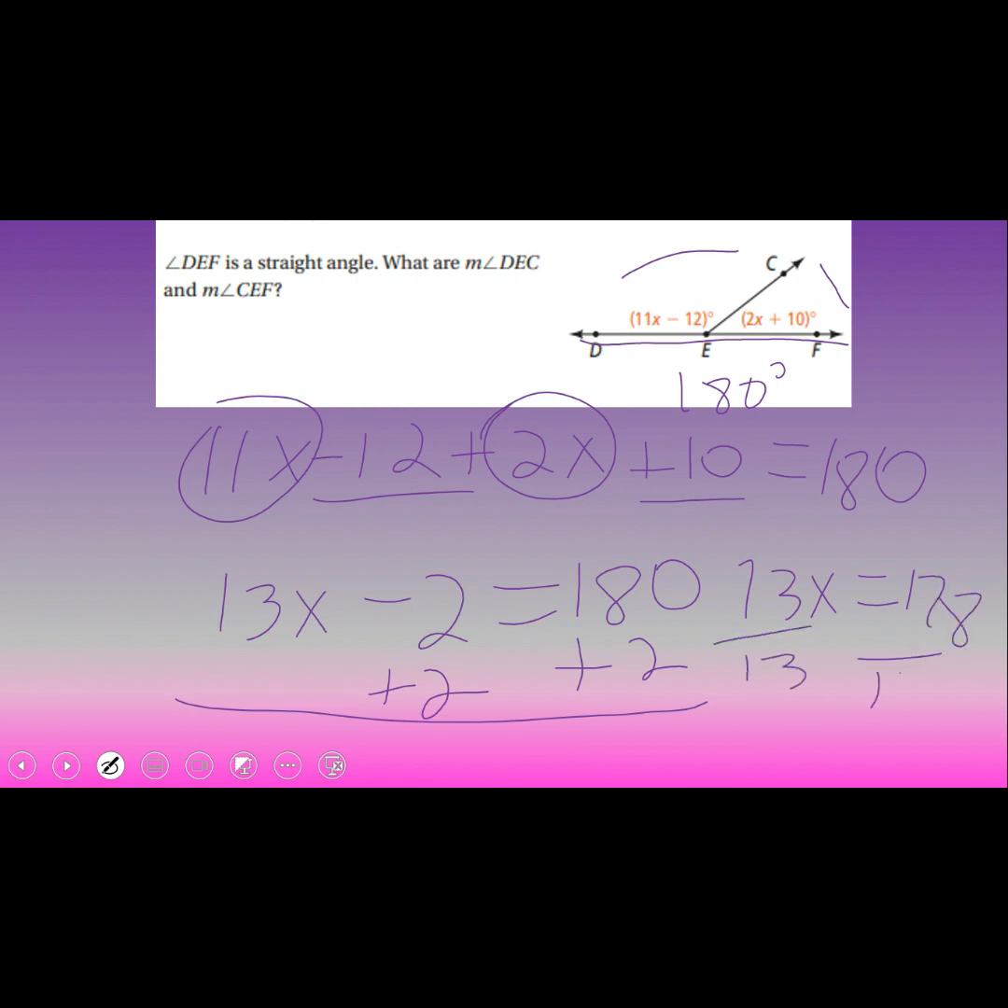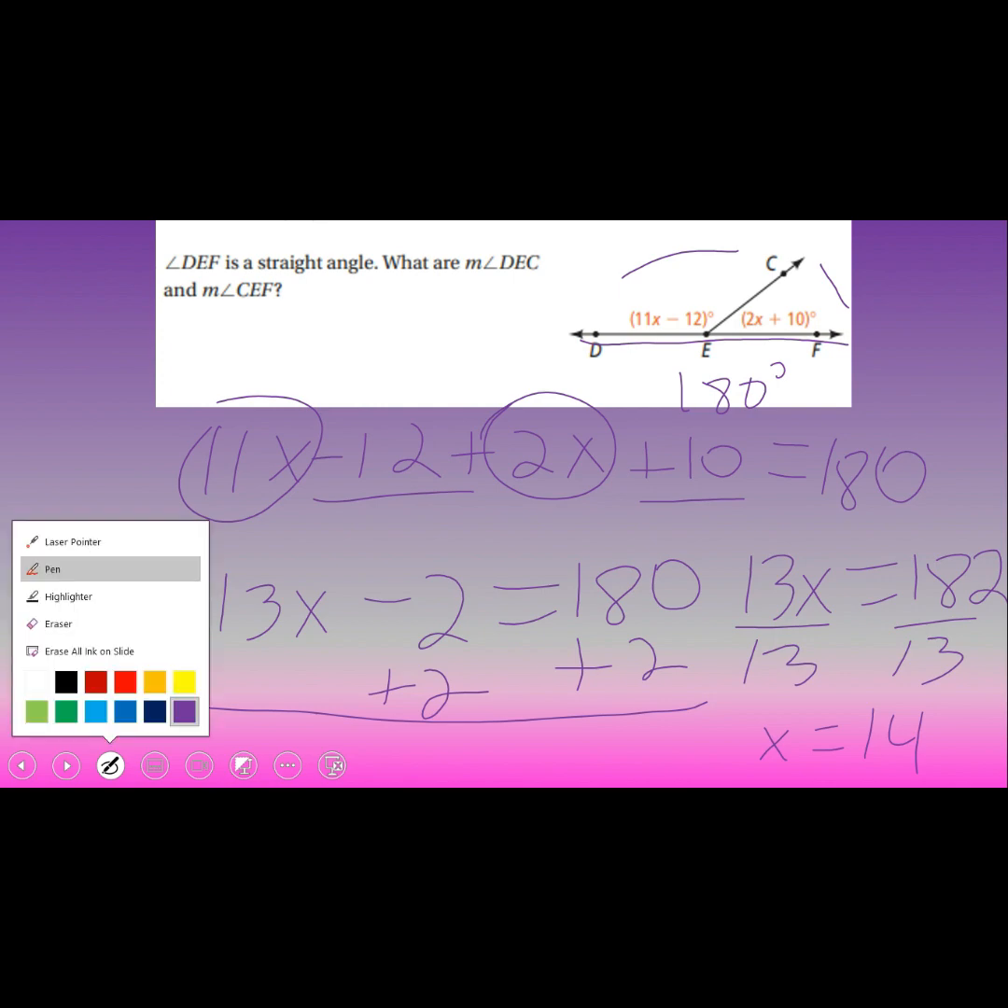Divide by 13, which I do not know. Let me grab my calculator. Equals 13.7. All right. Oops, I went back. I did that backwards. I should have added 2, not subtracted 2. Let me redo that. Let's see. It's 13x equals 182 because I subtracted on the other one, I should have added. So let's try that one again. Miss Harris needs to get her head in gear. 182 divided by 13 equals 14. That's more like it.